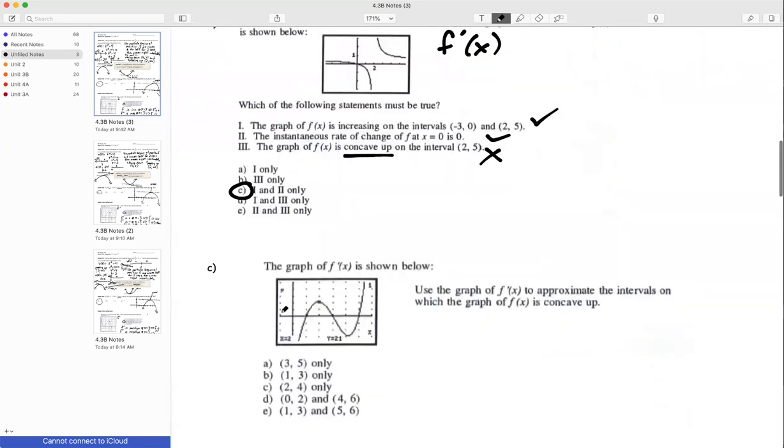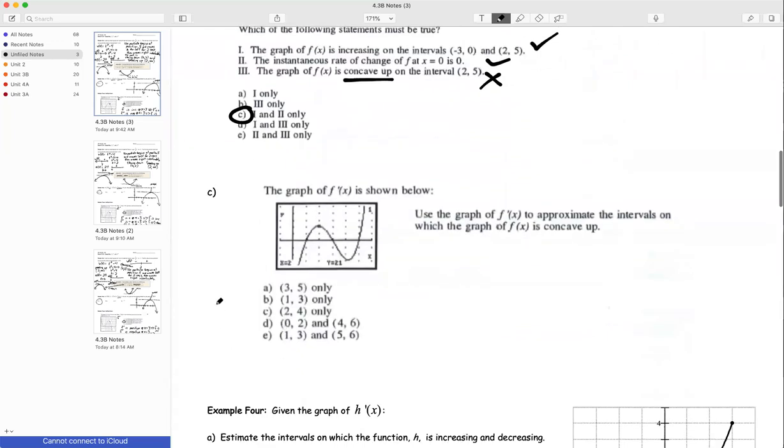And part C. The graph of f prime of x is shown below. Use the graph of f prime of x to approximate the intervals on which the graph of f of x is concave up. So again, this is f prime of x, and I want to know about the concavity. So I'm looking at the slope, and I want to know where it's concave up. So I need to have a positive slope on this graph. So that is going to be, let's see, from 0 to 2 and 4 to 6. Approximately, it will have a positive slope. Therefore, it's concave up.